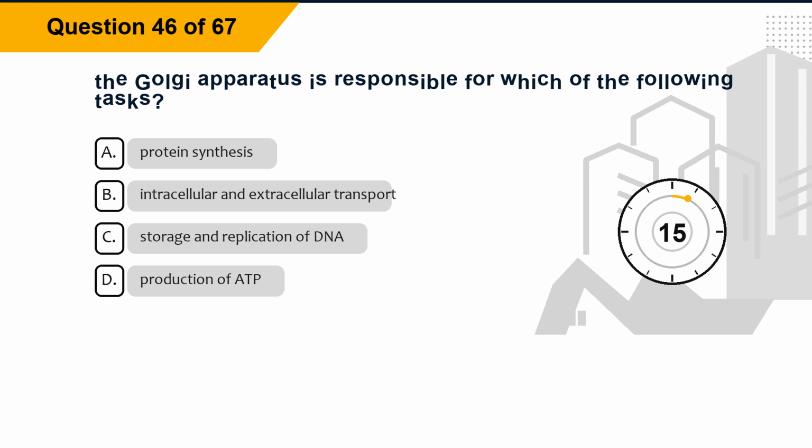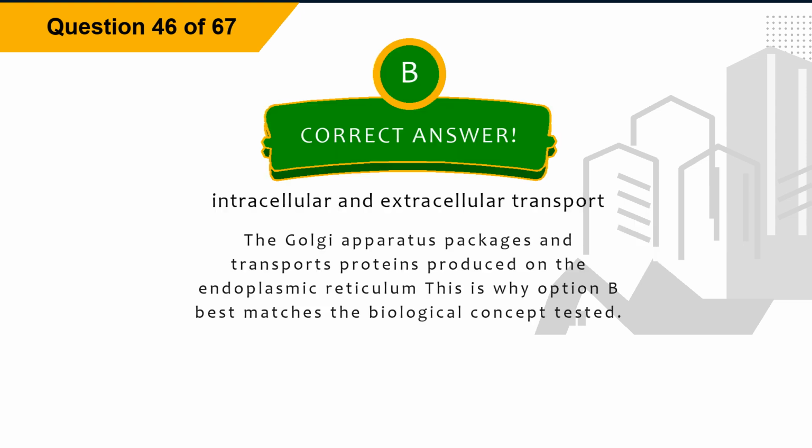Question 46. The Golgi apparatus is responsible for which of the following tasks? Option A, protein synthesis. Option B, intracellular and extracellular transport. Option C, storage and replication of DNA. Option D, production of ADP. The correct answer is option B, intracellular and extracellular transport.